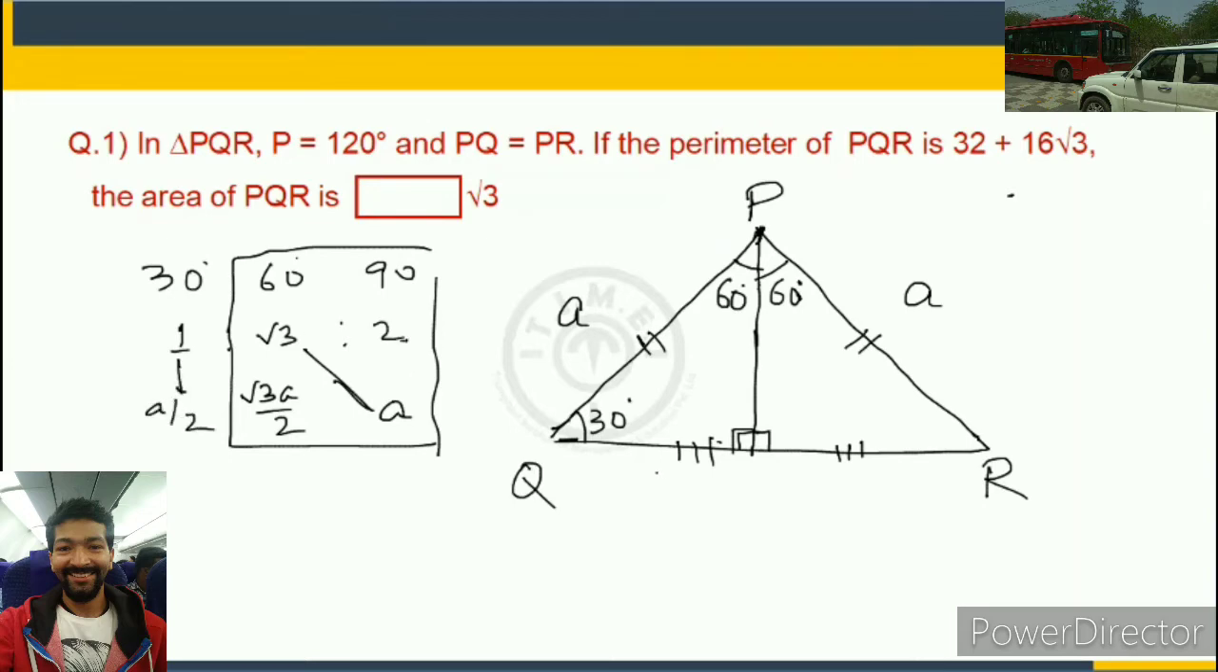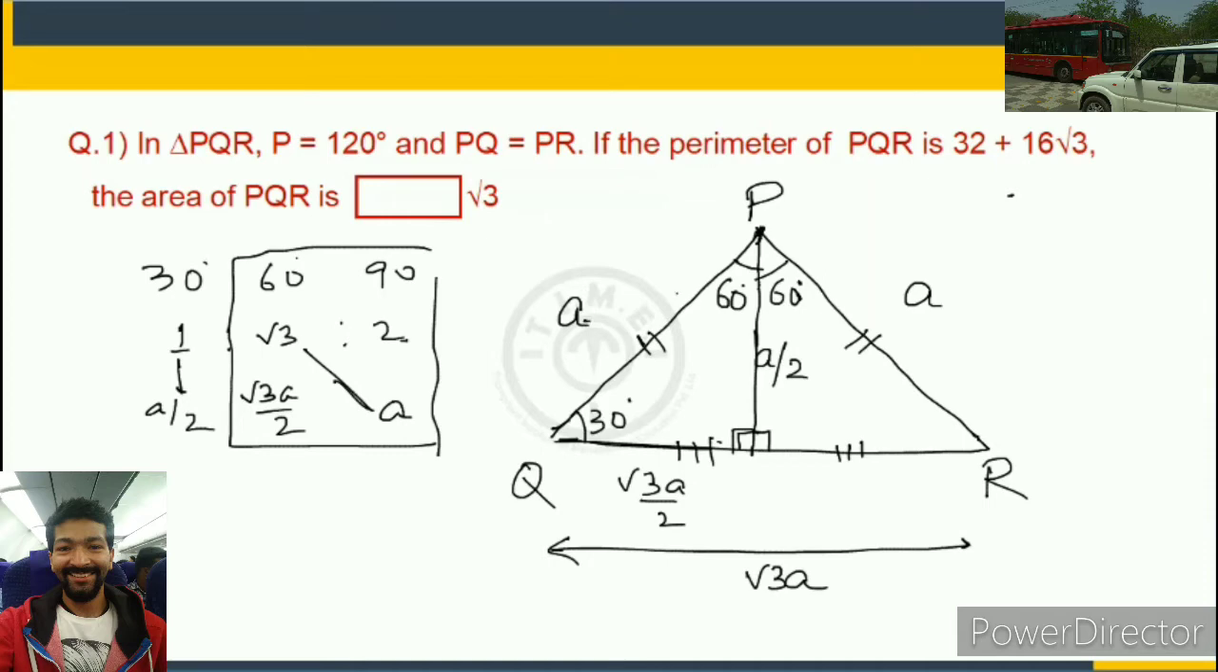So opposite to this would be a by 2, this length, this height, and this would be √3a by 2. And because this is the median, we can say the base would be double √3a by 2, and that is equal to √3a. So these are the things that we can conclude by the 30, 60, 90 rule. Now I think you've got all the sides of this particular triangle in terms of one variable. So you can easily find the perimeter in terms of that variable, the sum of three sides. You can equate that with 32 plus 16√3.